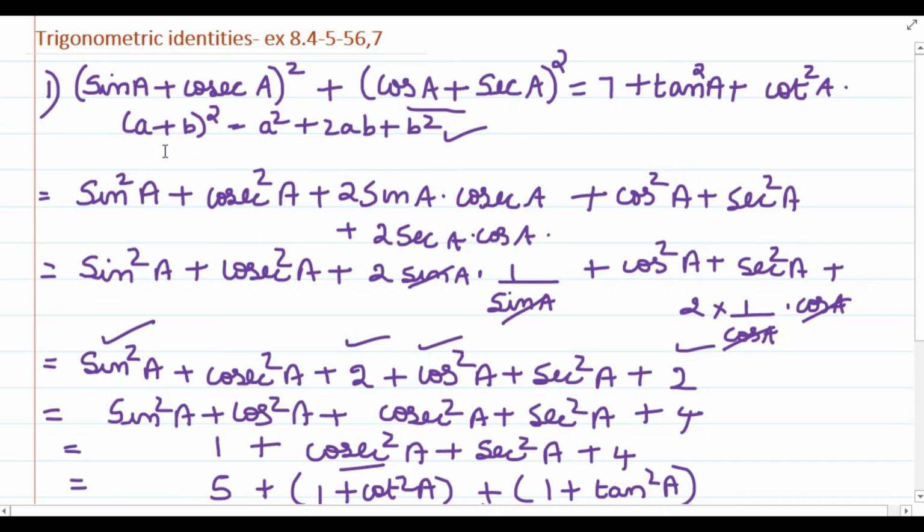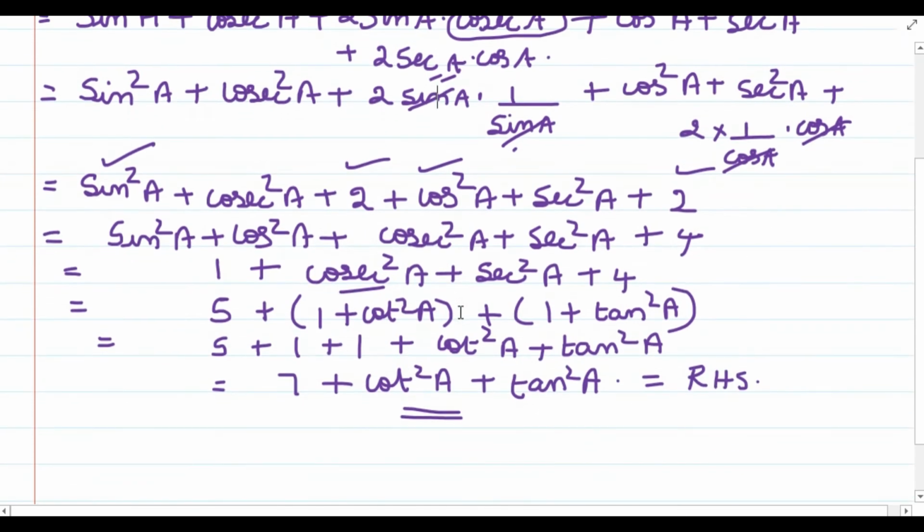So here we have opened the bracket using the identity (A plus B) the whole square equal to A square plus 2AB plus B square. Then this cosec we have changed as 1 by sin. In the same way, the sec we have changed as 1 by cos, we have cancelled, and the three trigonometric identities we have used here, and finally we arrived at the right hand side 7 plus cot square A plus tan square A.